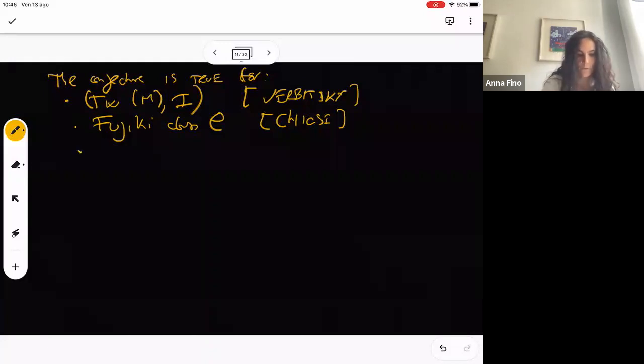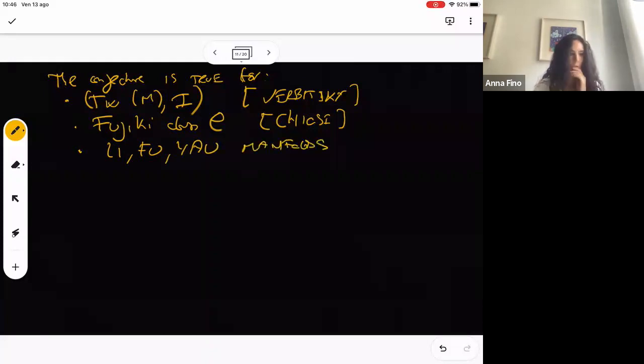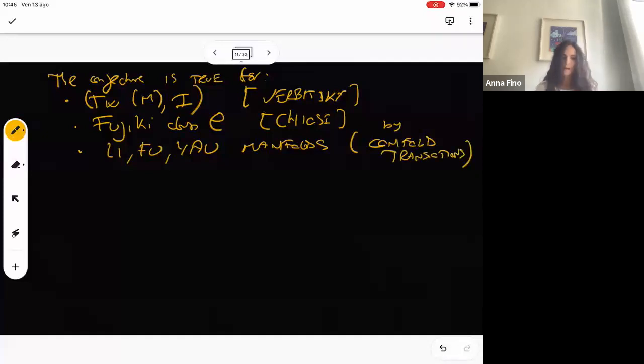We know also for, let's say, the Li, Fu, Yau manifolds that we considered before, using conifold transition. Why do we know that? Because you can use the Hilbert lemma essentially. These are non-Kähler, but they satisfy the Hilbert lemma. And then they show essentially that also in this case, you cannot have any pluriclosed metric.